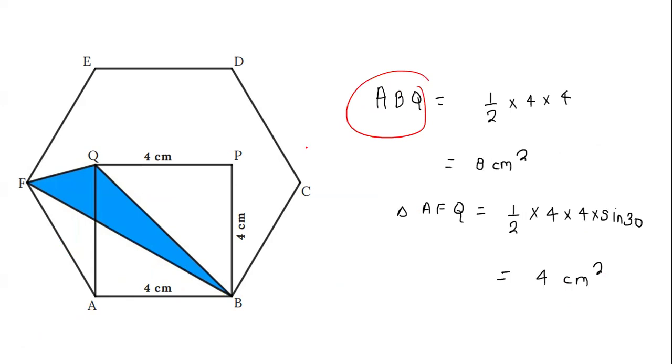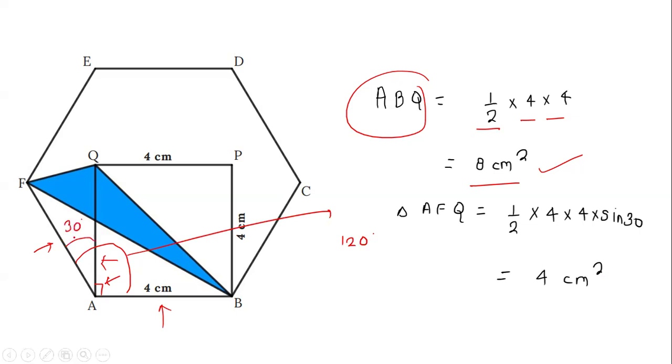So the ABQ triangle is simple. We know the sides are 4 centimeter and 4 centimeter and this is a 90-degree angle. So the area is simply half times 4 times 4, which is 8 centimeter square, a right angle triangle area. Next is this AFQ triangle. We know this is a 90-degree angle and in a regular hexagon, this whole angle is 120 degrees. So this remaining angle is 120 minus 90 degrees, which is 30 degrees.